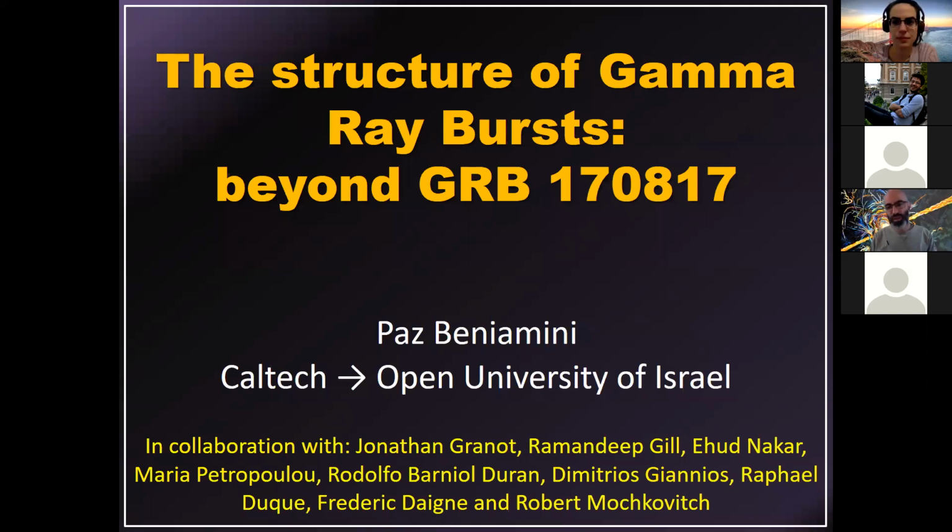And so today what I want to tell you about is the structure of jets in gamma ray bursts. I will talk specifically about the gamma ray burst that followed the neutron star merger detected in gravitational waves. This is 170817. But I will also try to talk beyond that burst about what we know from other lines of evidence and so on.